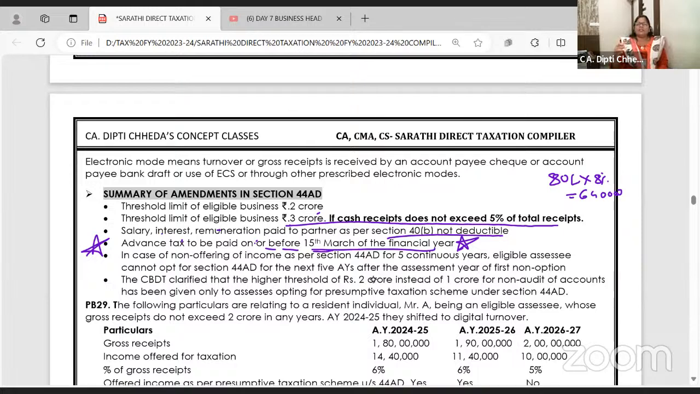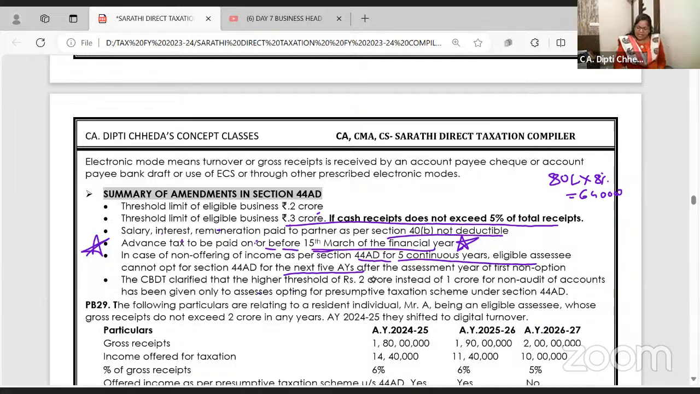See, generally you have to pay the advance tax in 4 installments: June, September, December and March. But for those who are filing the return under presumptive taxation, it is only one installment, that is by 15th of March. In case of non-offering of income as per 44AD for 5 continuous years, an eligible assessee cannot opt for 44AD for the next 5 years. So once you opt in, follow it continuously for at least 5 years. If you don't follow for 5 years and you come out, then you will not be allowed to come in again for the next 5 years.